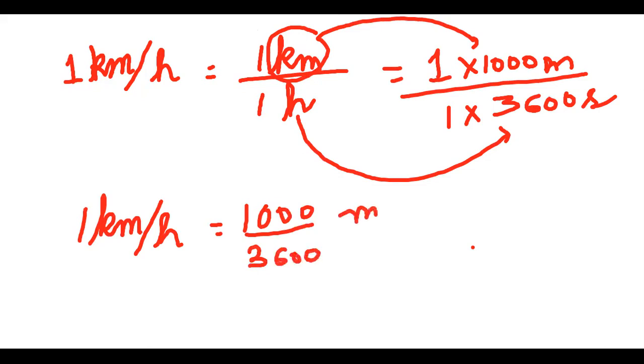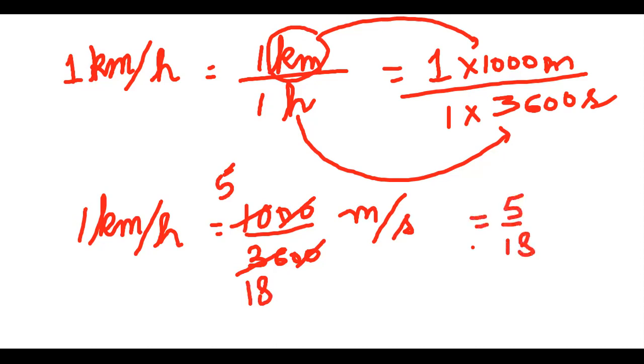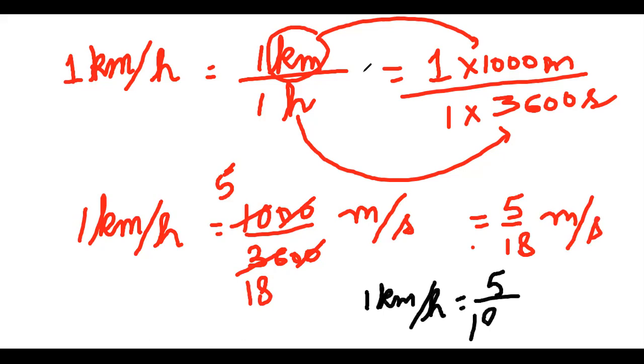So 1 kilometer per hour is 1,000 upon 3,600 meter per second. If you cancel these zeros with each other, and then 2 5s are 10 and 2 18s are 36, you can have a relation that 1 kilometer per hour is 5 by 18 meter per second. So this is 1 kilometer per hour, which can be written as 5 by 18 meters per second.